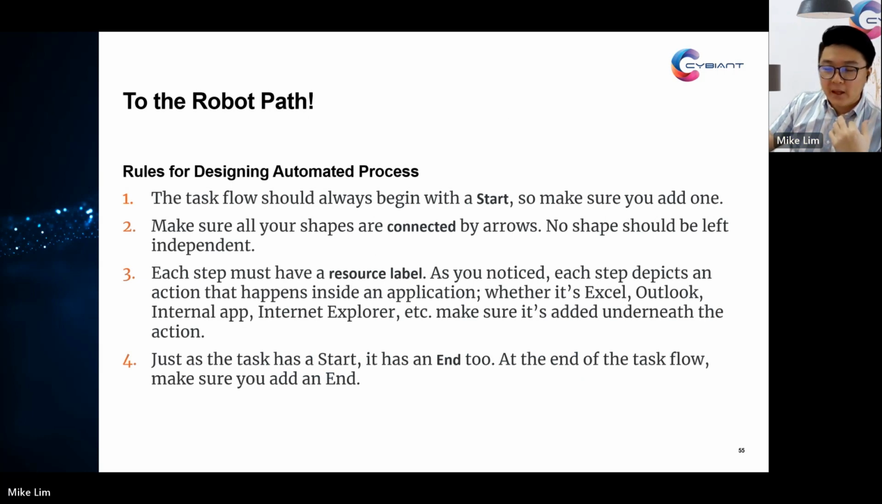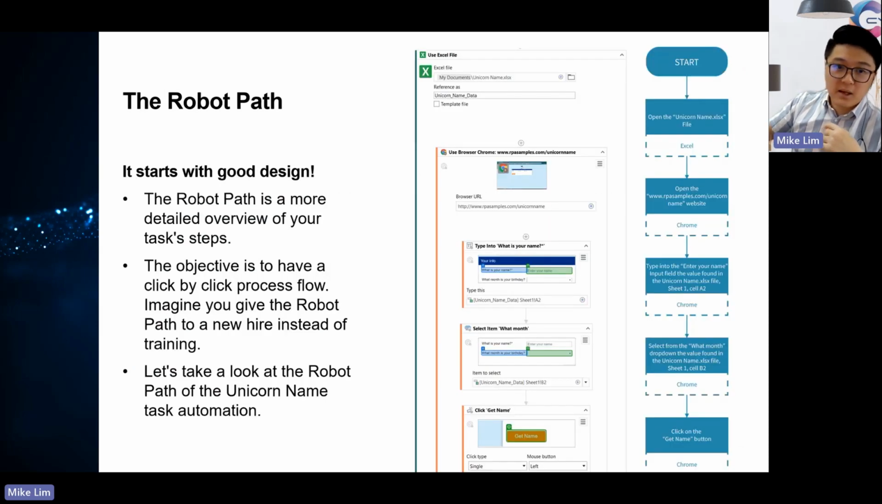And then in the robot path, of course you always need to have a start, and all the elements, all the shapes, you need to connect with arrows, and no shape should be left independent. Of course you need to mention the resource label as well, for example that is a browser or that is Excel, you need to indicate properly. And of course the ending. Having this makes it easier for you to create the robot.